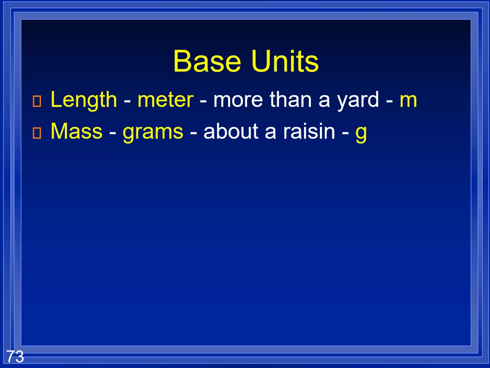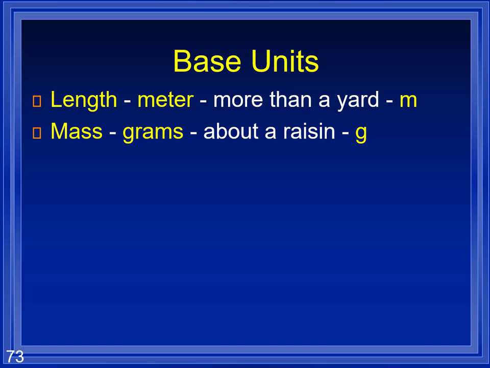Actually, the original definition of the meter was 1/10,000,000th the distance between the North Pole and the equator through Paris, France. That was the original definition. Okay. Now, the current definition is how far light will travel in some tiny fraction of a second, 1/300 billionth of a second. That's actually its definition.